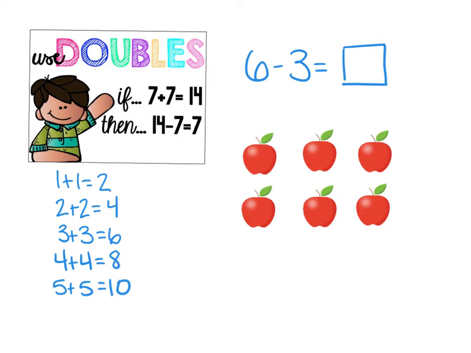So today we had 6 apples and we ate 3 of them. Well, I know that 3 plus 3 equals 6. So using what I know about doubles, that 6 minus 3 is going to leave me with 3.